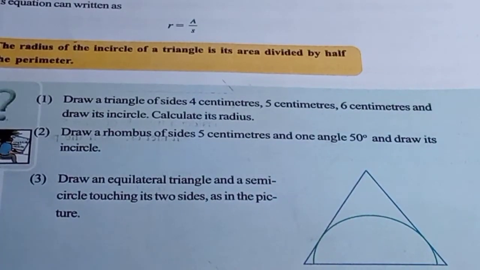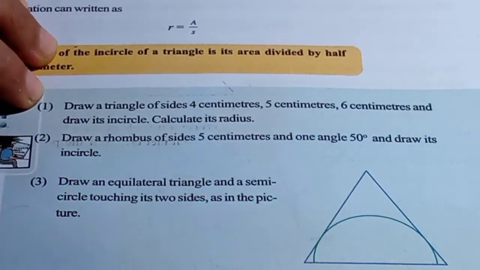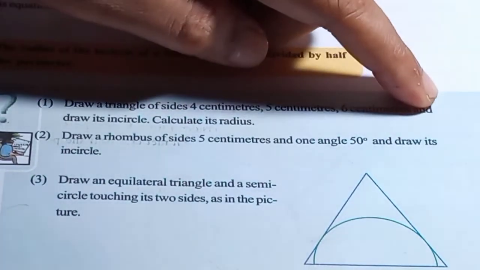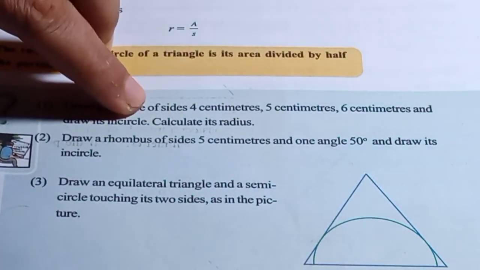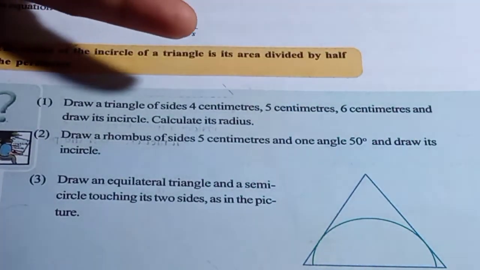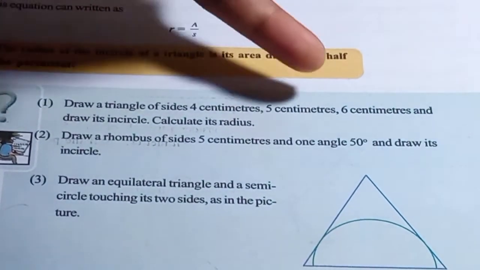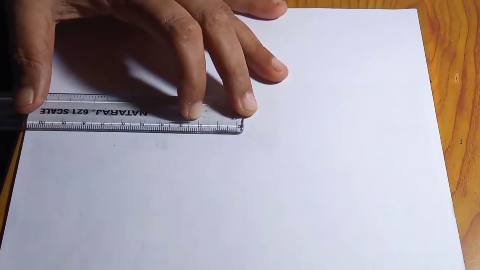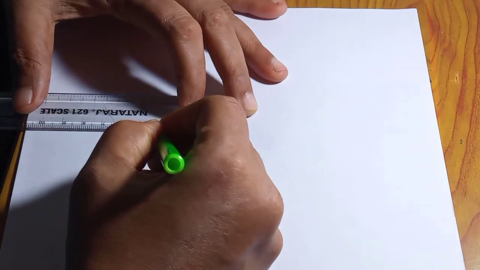Now we have the last exercise of the chapter. First question: draw a triangle of sides 4 cm, 5 cm and 6 cm and draw its incircle. Calculate its radius. Okay, so first we need to construct a triangle of sides 4, 5, 6, then its incircle. First draw a line of length 4 cm.